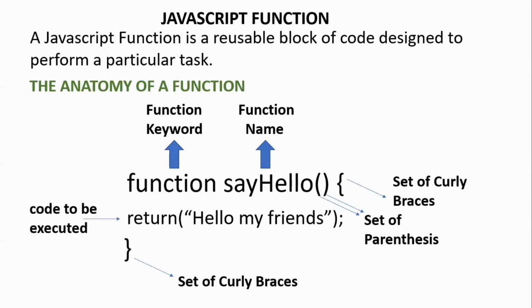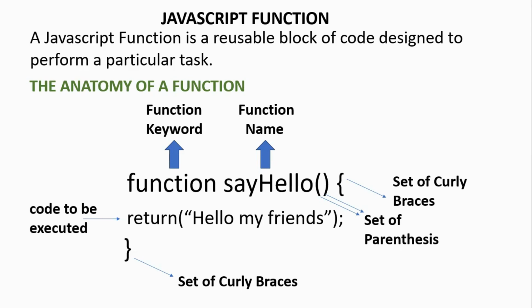And inside the set of curly braces, you write the block of code to be executed, and that forms part of the body of the function. And usually we end that with a semicolon. Now I've shown you how to declare a function.